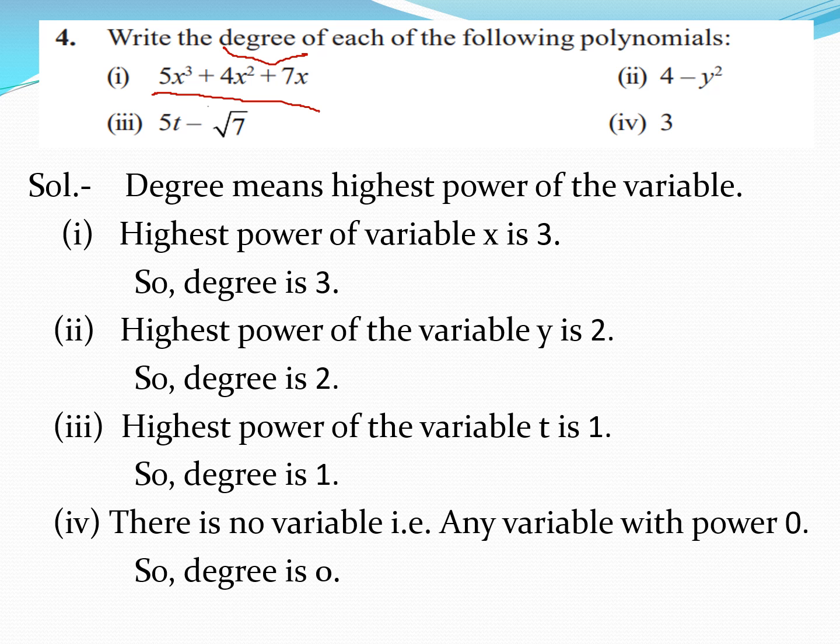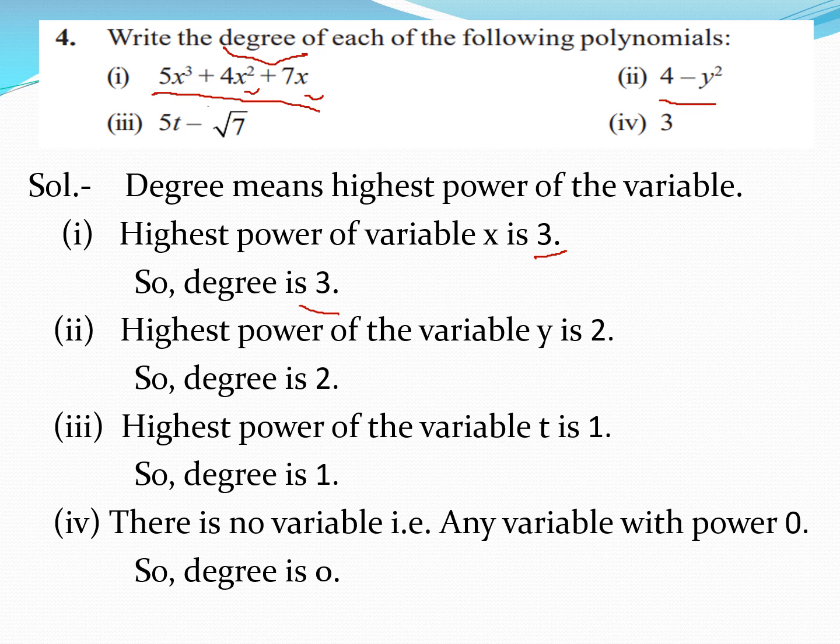Now let's see this polynomial. Here the variable is x. Here the power of variable x is 3. Here the power of variable x is 2. And here the power of the variable x is 1. So the highest power of the variable x is 3. We have observed here the highest power is 3. So degree is 3.